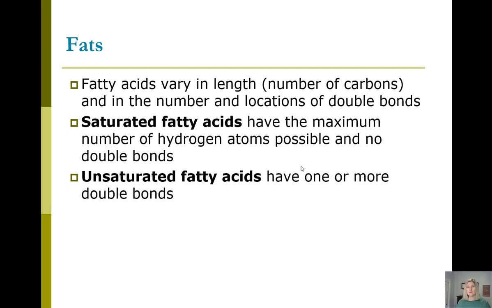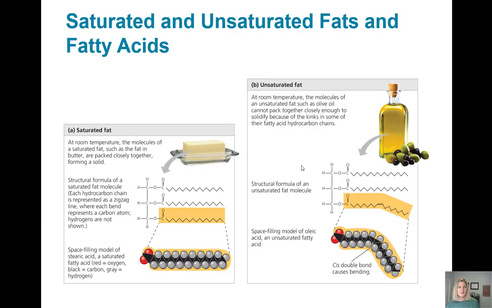Unsaturated would include 1 or more of those double bonds. And so there's not as many hydrogens. And so it's unsaturated. It has fewer hydrogens attached because of those double bonds. And we saw the difference between the two. The saturated fatty acids, they're all going to be kind of compacted together. Whereas the unsaturated, the double bond gets like a little kink in it. And that makes it more spaced out.